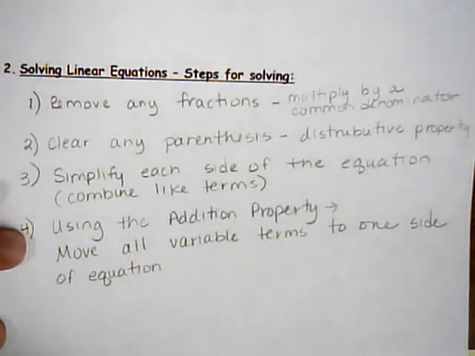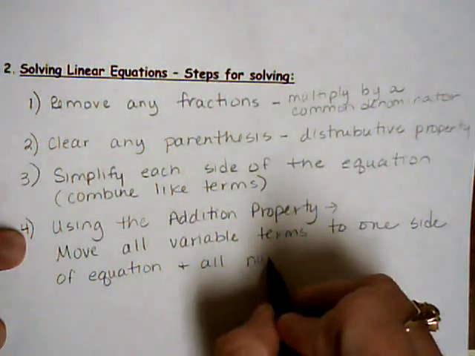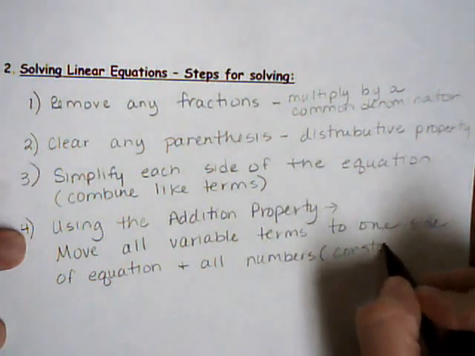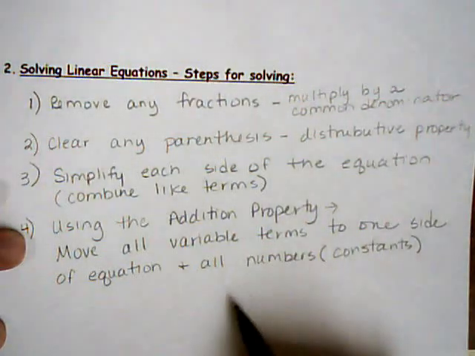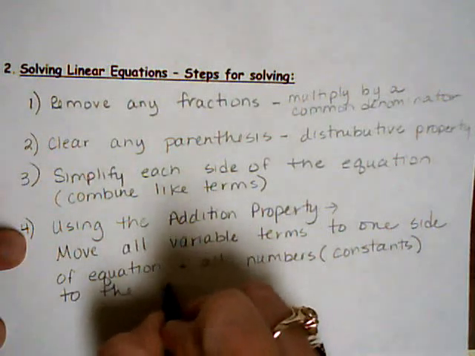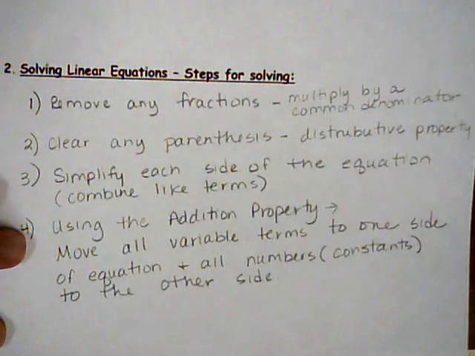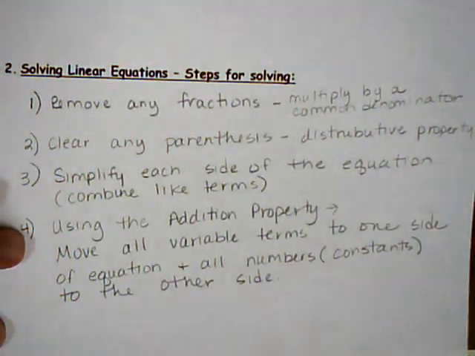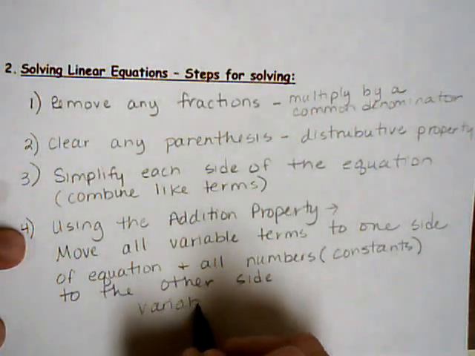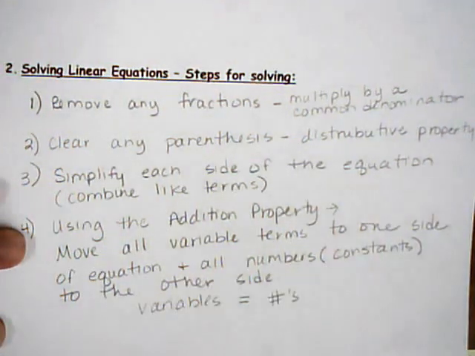and all numbers, and remember these numbers are sometimes called constants, so I'm going to put that in parentheses, move all your numbers or your constants to the other side. Now typically I like to move the variables to the left, numbers to the right, but you don't have to do it that way. You just want to work it out so that you have variables on one side equal to numbers, equal to constants.